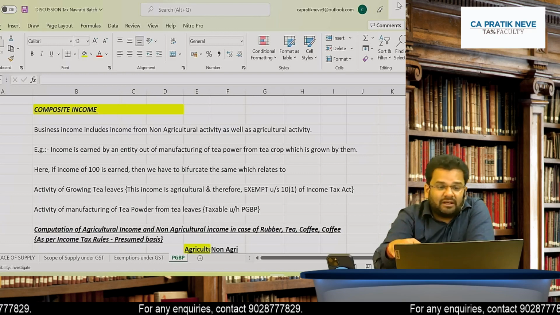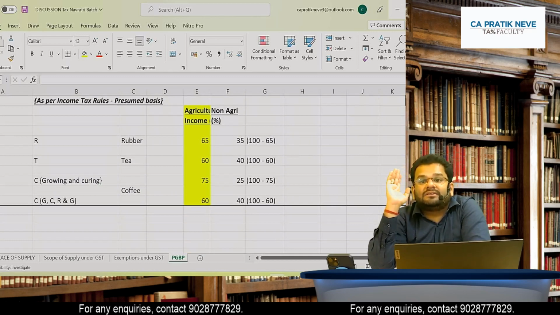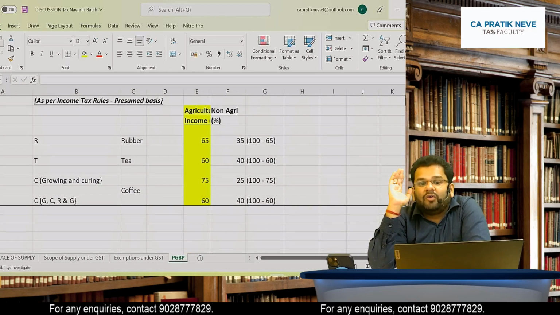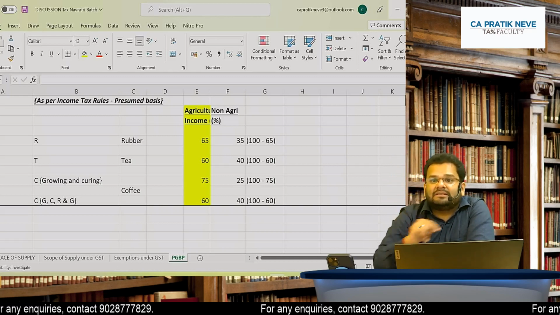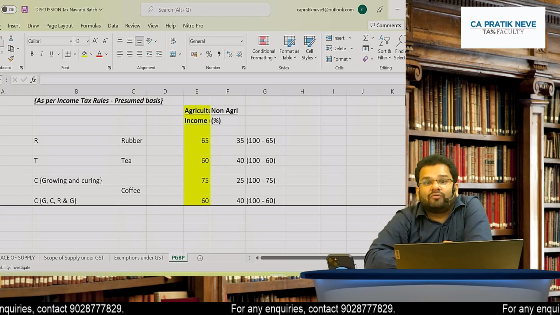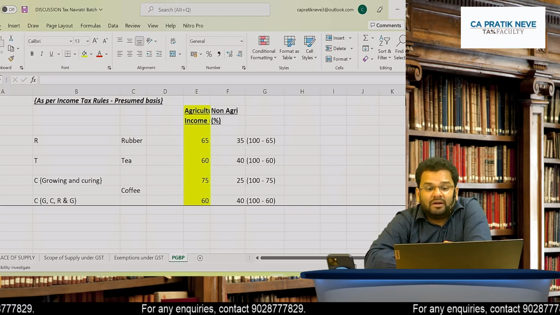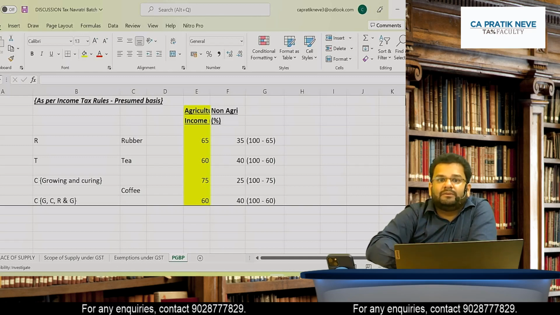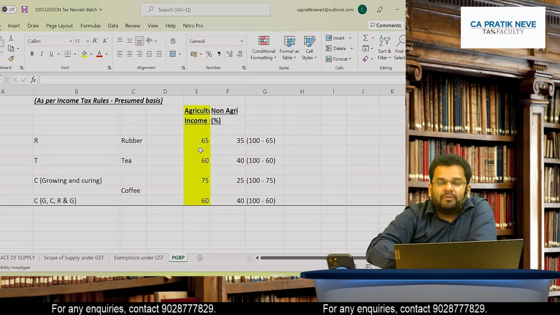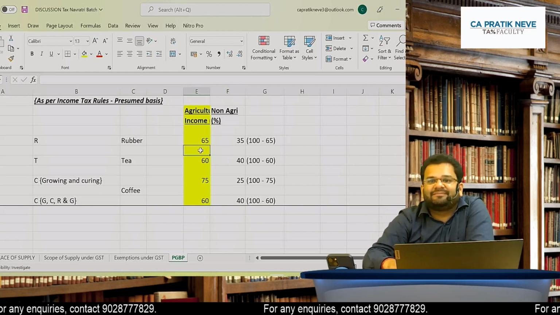How to bifurcate is directly given in Income Tax Act. In these rules, we have remembered it in the main batch as RTCC, rubber, tea, coffee, coffee. How to remember it? Rubber, tea, coffee, coffee. Okay, remember at least one column. Remember column of agri income. Automatically, you will remember column of non-agri. Yes?